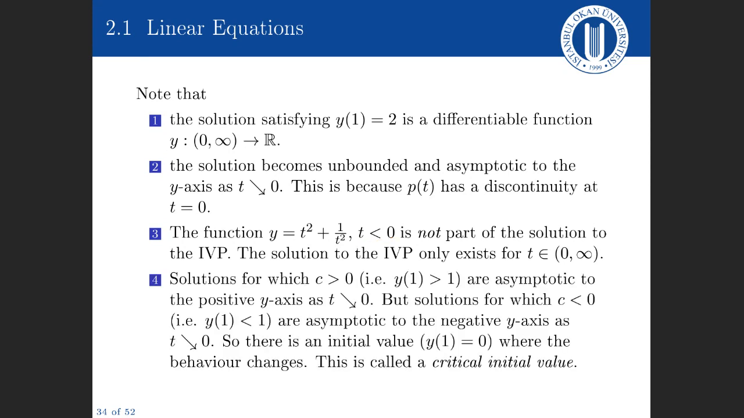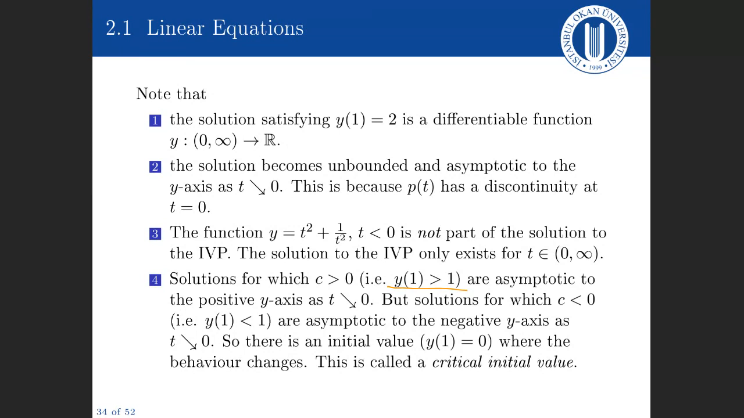You'll also note from the graph that solutions for which the constant c is strictly greater than 0, in other words, they satisfy the initial condition y of 1 is strictly greater than 1, are asymptotic to the positive y-axis as t decreases to 0. But solutions with negative constant c, in other words, the initial condition y of 1 is strictly less than 1, are asymptotic to the negative y-axis as t decreases to 0.